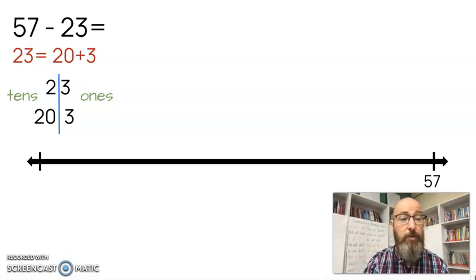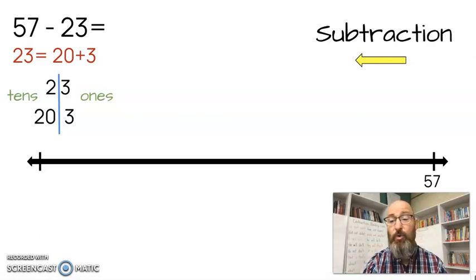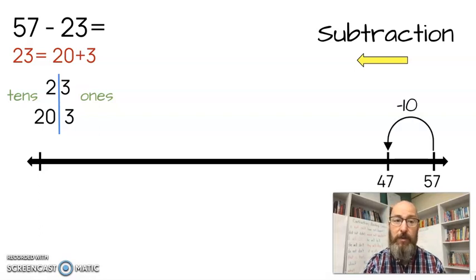So we have two 10s that we're going to jump. And of course, when we're subtracting, we're going backwards. We're going to go to the left. We're going this way because our numbers are getting smaller when we subtract. So let's start jumping. First, we're going to jump our 10s. We're just going to do one 10 at a time. You can do more, but right now, since we're just getting started, I just want to do one 10 at a time. So we jump one 10 backwards, and we get 47.